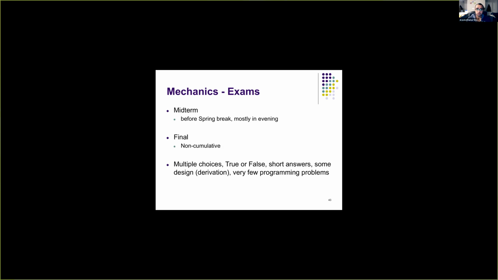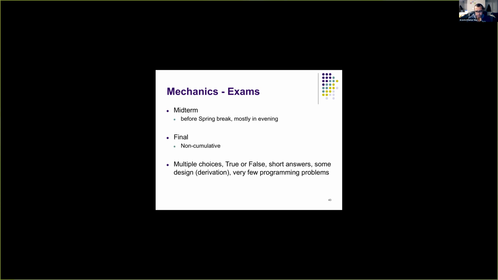And as I mentioned before, there'll be a midterm. It'll be just before spring break, mostly in the evening. However, you'll be given 22 hours. You can take the midterm anytime within the 22 hour period. And the final will also be in a similar format. However, finals will not be cumulative. Basically, we'll cover half of the content in the midterm and the other half in the final.